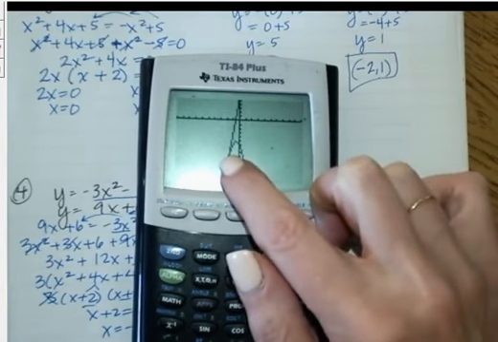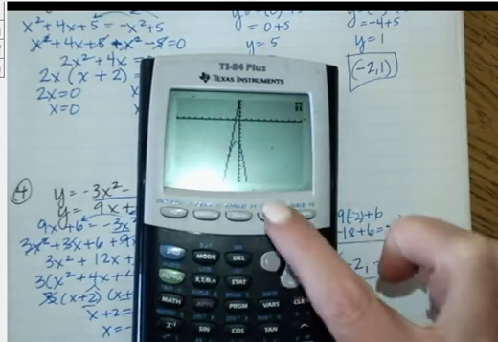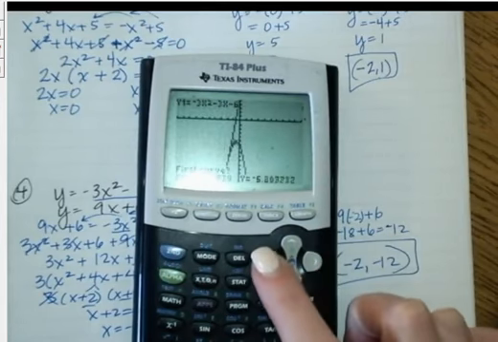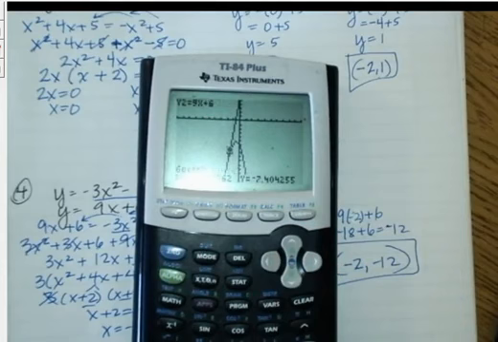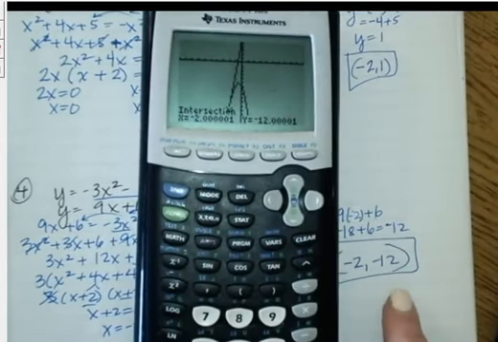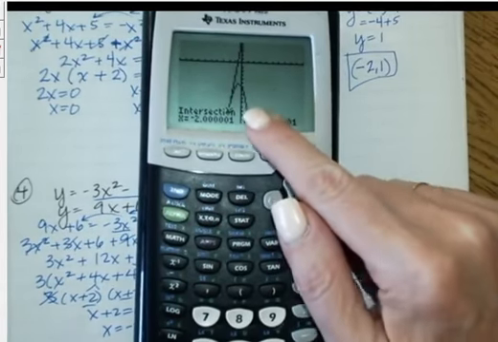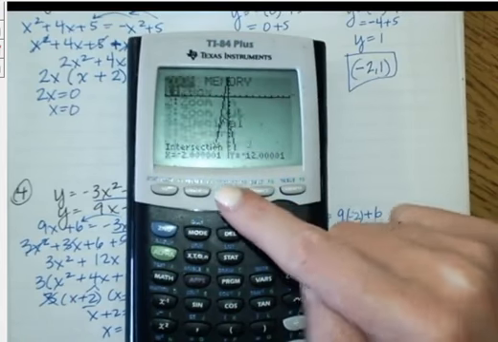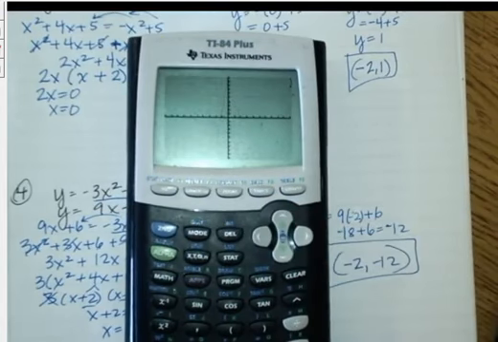So I can see it's intersecting right there. So if I hit second trace intersect, I'm going to scooch over closer to that place where it's touching. And there it is, negative 2, negative 12. Okay? Negative 2, negative 12. So sometimes you have to manipulate your window to make it work. Now, remember, to get back to the regular 10 by 10, just hit zoom 6 and you'll be back reset to the beginning.